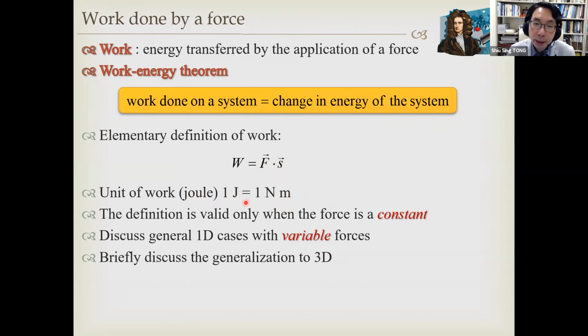Now, but this definition is valid only when the force is constant. We assume that the force doesn't change in direction or magnitude during the motion. And we will extend it to a variable force in this chapter. And we will not discuss generalization to 3 dimensions. Sorry about that, because the mathematics will be too complicated for E1 students. So we only discuss the 1-dimensional case with a variable force for work done.